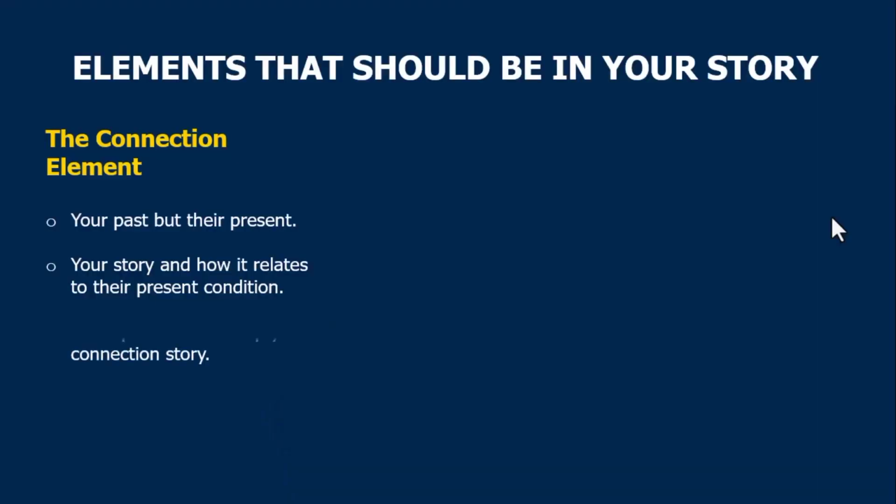Another thing that should be in your connection story is you have to show proof. There are people who say, oh, these stories don't work. It's now trash. People are now seeing through them. That's because you're just telling them the story. You're not showing them. So you need to show proof. You need to show how overweight you were. So that when they see, they're like, wow, this is me currently, right? So you're not just telling them, you're also showing them the proof.